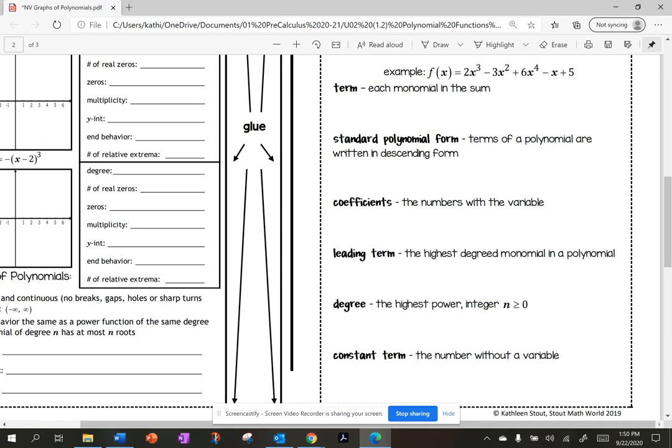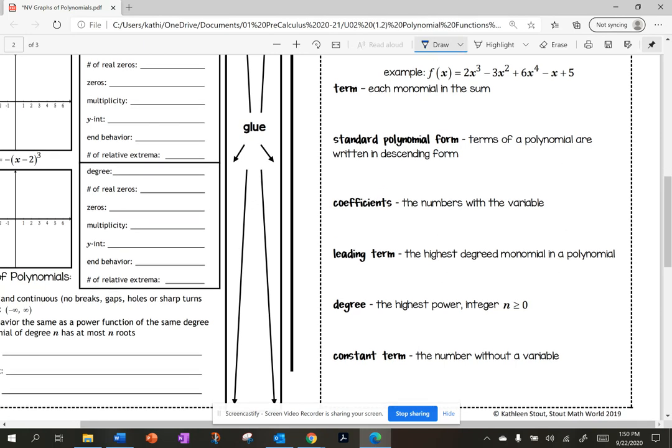Let's begin with each monomial in the sum. So I have 1, 2, 3, 4, 5 monomials. One monomial is 2x cubed. The next monomial is minus 3x squared, 6x to the fourth, negative x, and 5. So these are each a monomial.